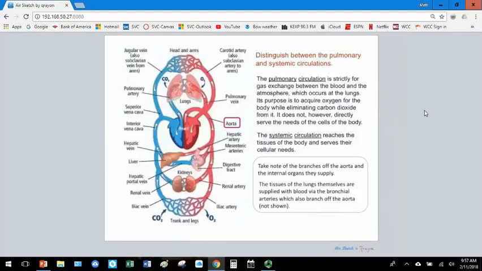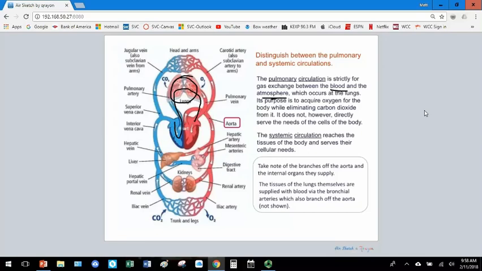So this is a schematic here of the pulmonary and systemic circulations. And I want you to distinguish between the two. Here we have the right side of the heart sending blood up to the pulmonary circulation, and then it comes back to the left side of the heart. And I want to just remind you that the pulmonary circuit is strictly for gas exchange between the blood and the atmosphere. Okay, there's no exchange occurring with the actual cells of the body.